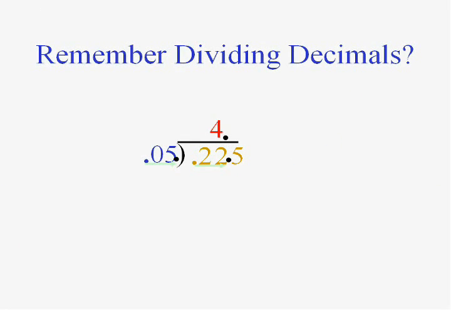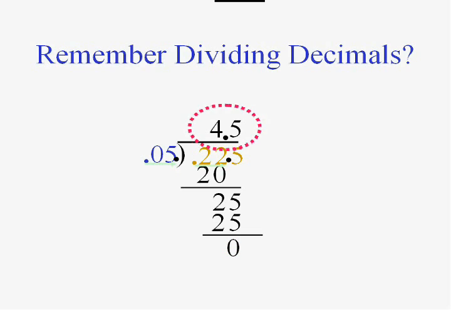5 into 22 goes 4 times. 4 times 5 is 20. I'll subtract. Get a 2, bring down the next digit. 5 into 25 goes 5 times. I'll multiply. 5 times 5. Subtract. And I'd keep going if there was a next digit, but there isn't. So I'm done. Oh, gnarly.